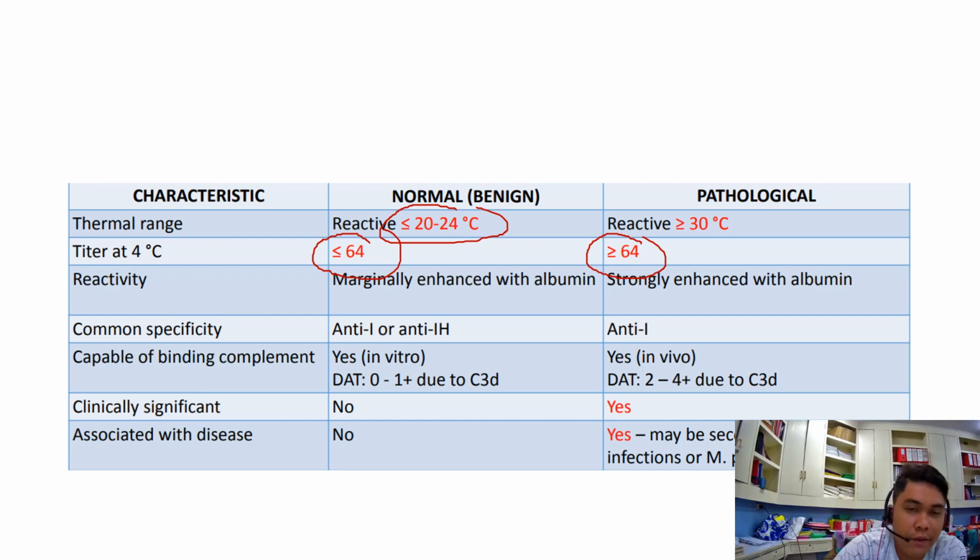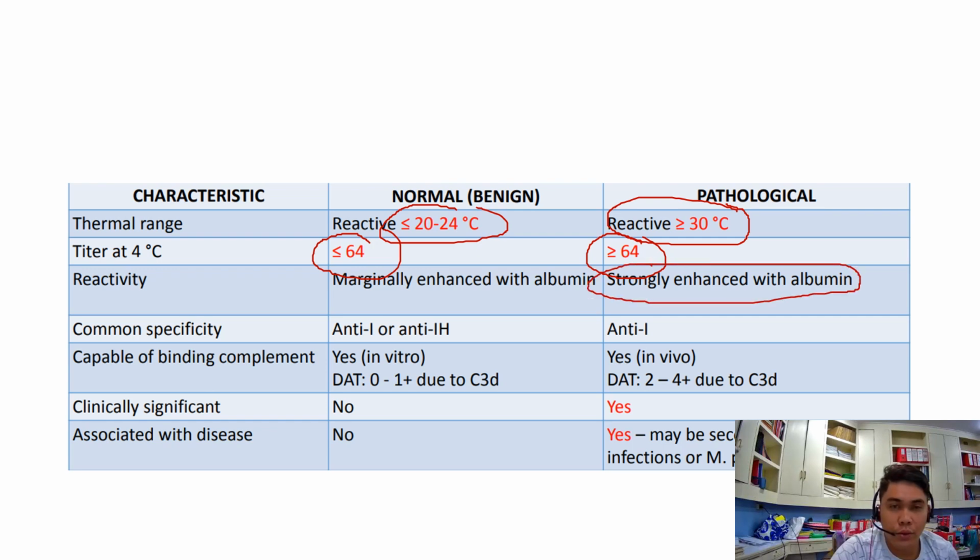And if the cold agglutinin is capable of reacting at temperatures greater than or equal to 30 degrees Celsius, example, you have the IgG autoantibody. You have the biphasic antibody that is seen in paroxysmal cold hemoglobinuria. Okay. And another is for pathologic, it is strongly enhanced with albumin.